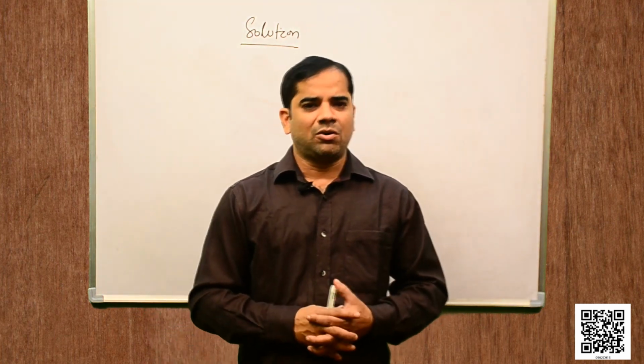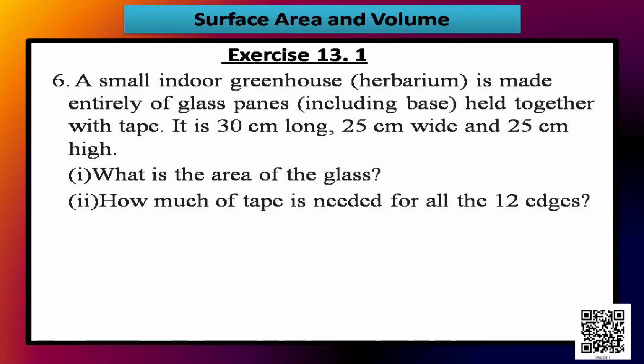Students, let us now solve question number 6. A small indoor greenhouse is made entirely of glass panes, including the base, held together with tape. It is 30 centimeter long, 25 centimeter wide and 25 centimeter high. It asks what is the area of the glass and how much tape is needed for all the 12 edges. So let us now discuss the solution.